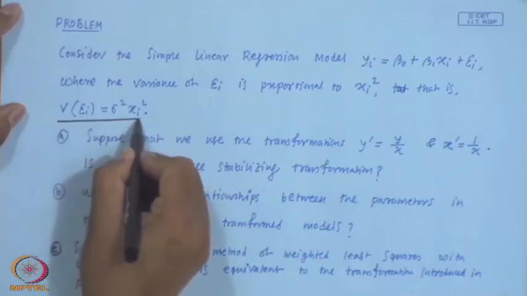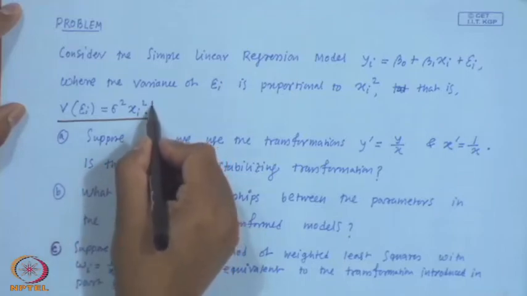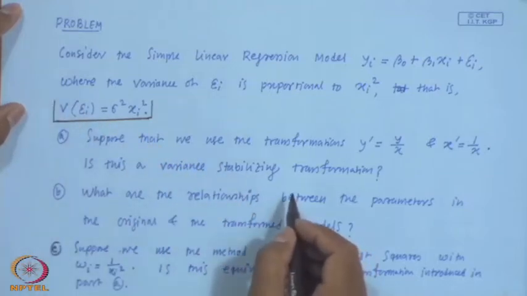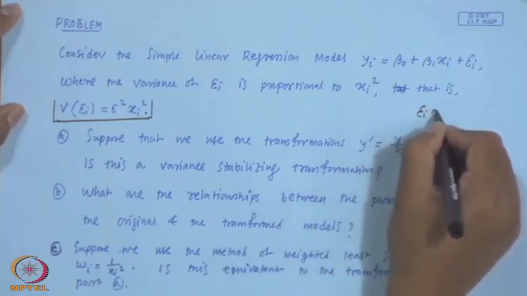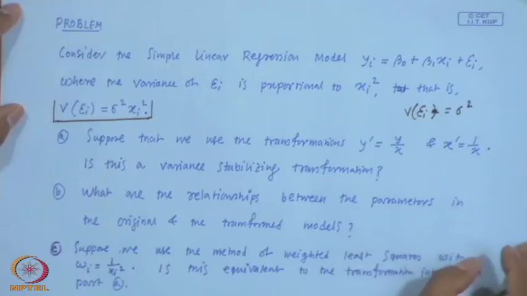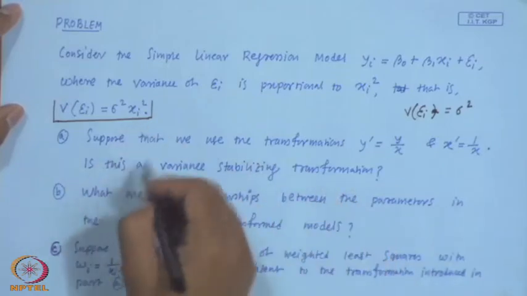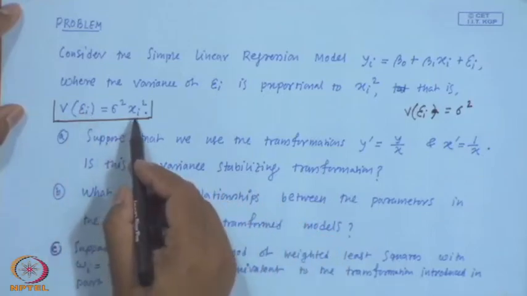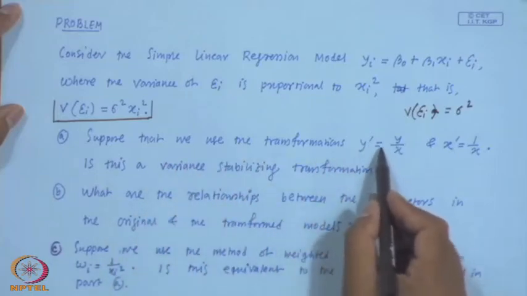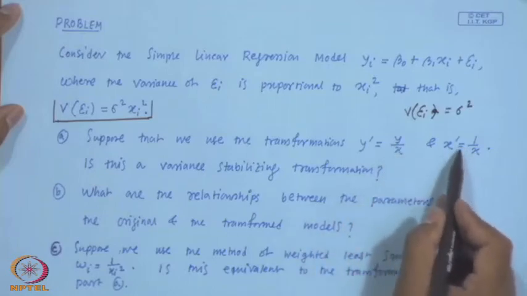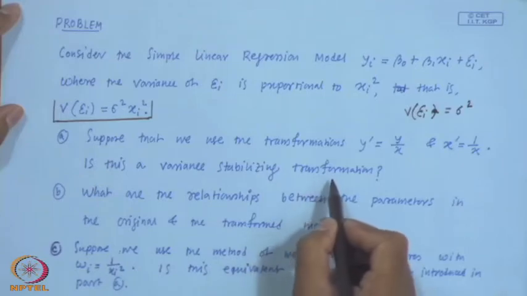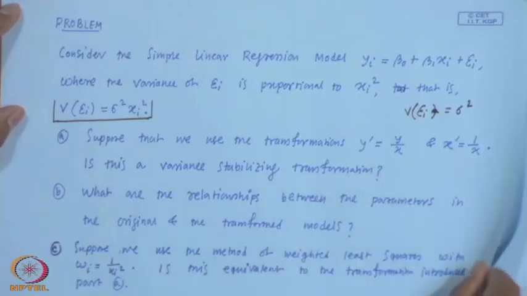So, this means the assumption of constant variance is not satisfied. Okay? So, usually epsilon i follows a distribution where the variance of epsilon i is equal to sigma square, and then we go for the ordinary least squares technique, but that is not true here. Variance is changing for different i and it is proportional to xi square. Suppose that we use the transformation y prime equal to y by x, and x prime equal to 1 by x. Is this a variance stabilizing transformation? Okay, first solve this problem.